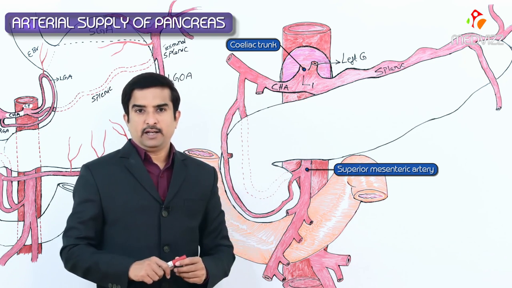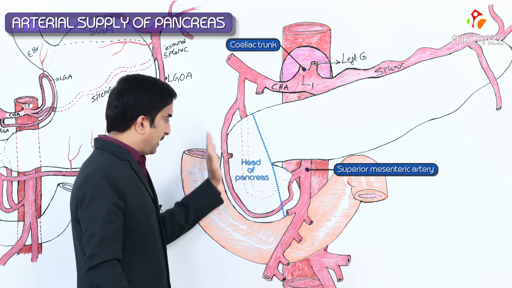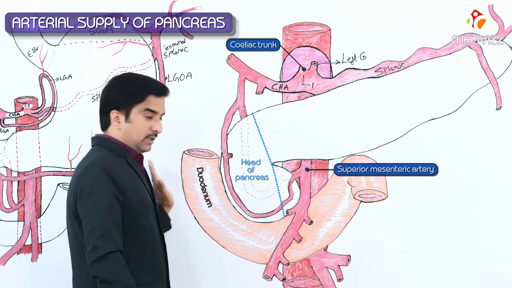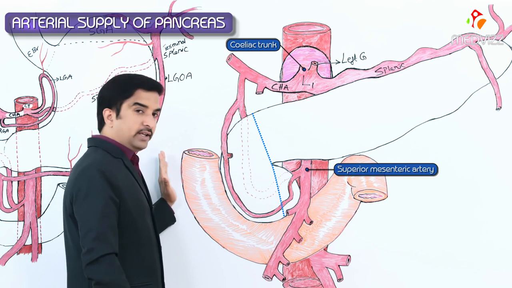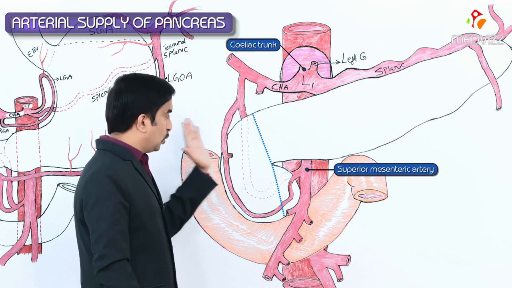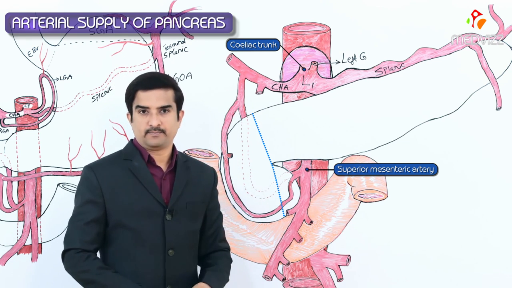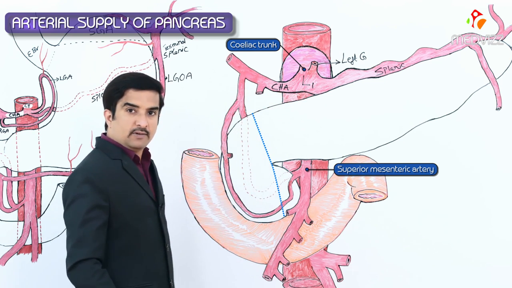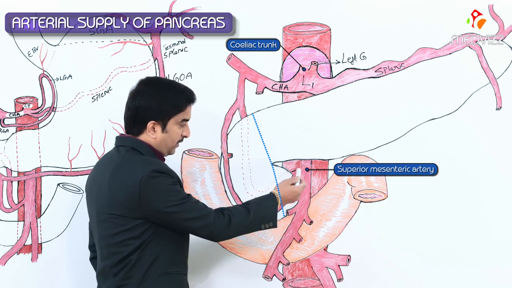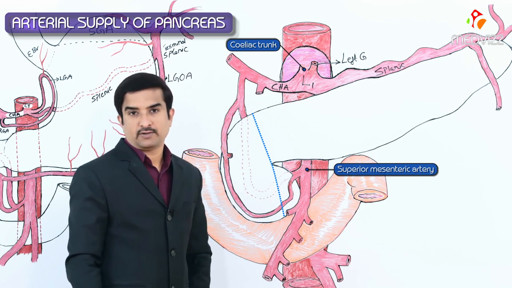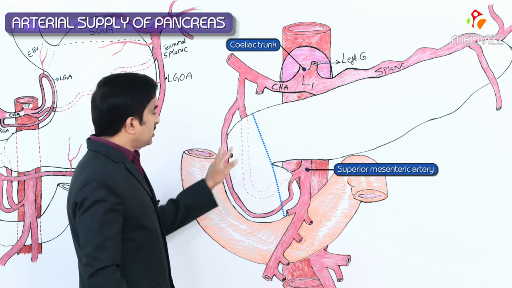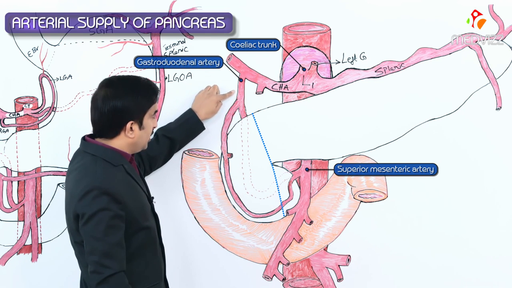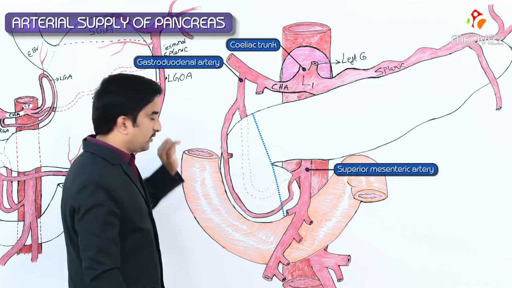At the beginning, the head of the pancreas as well as the adjoining part of the duodenum are supplied totally by four arteries. The two arteries which come from the celiac trunk, and the two arteries which come from the superior mesenteric artery. The first two we can see by the gastroduodenal artery. This is the gastroduodenal artery.